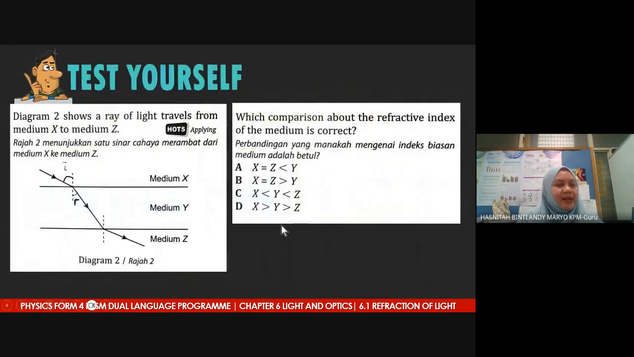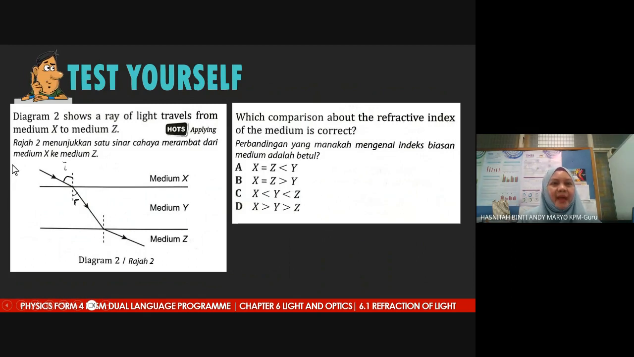Okay, so let us try this question to see whether you understand what I'm explaining to you just now or not. Diagram 2 shows a ray of light travelling from medium X to medium Y and then to medium Z. So we have three media there. This is the first light in medium X, this is in medium Y, and then in medium Z. Which comparison about the refractive index of the medium is correct?